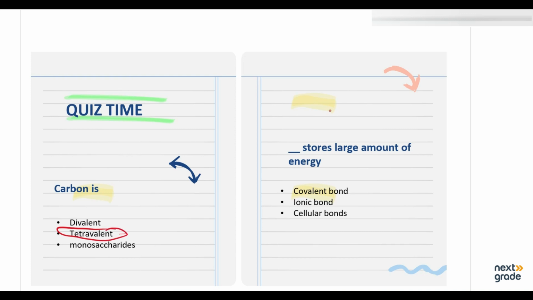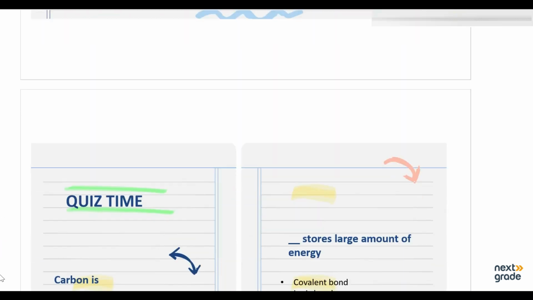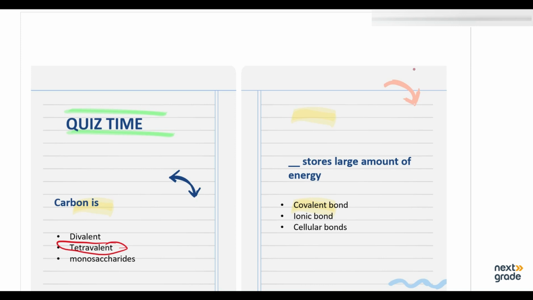Then, dash stores a large amount of energy. कौन large amount of energy को store करता है अपने अंदर? Whether it's covalent bond, ionic bond, or cellular bond. As we have just learned in this slide, covalent bond always stores a large amount of energy because ये देखें कि दोनों एटम्स अपना इलेक्ट्रॉन शेयर कर रहे हैं तो उसके बाद जो कोवलेंट बॉन्ड बना रहे हैं they always store a large amount of energy, right? So here the correct answer will be the covalent bond because this is the bond that is made when the atoms share their electrons in their shells, and that's why it stores a large amount of energy. So here the correct answer is covalent bond.